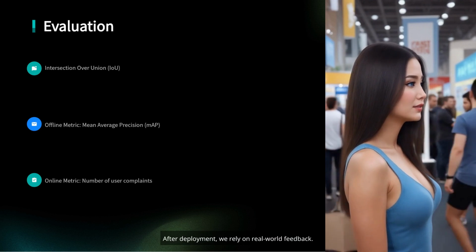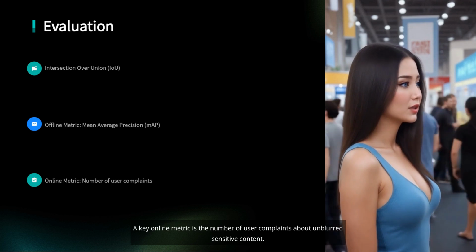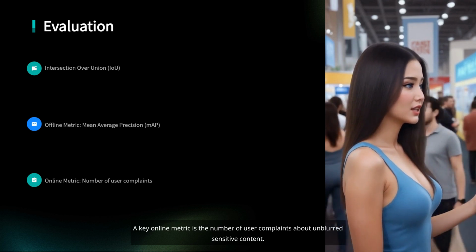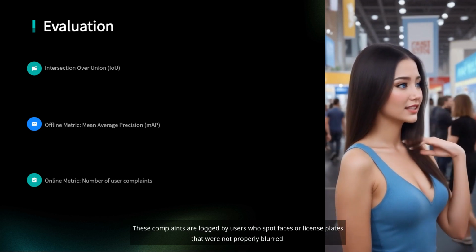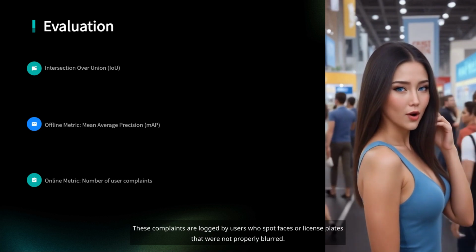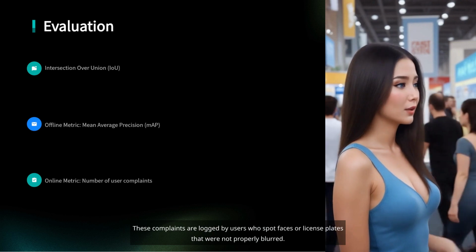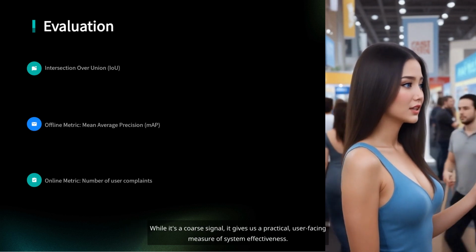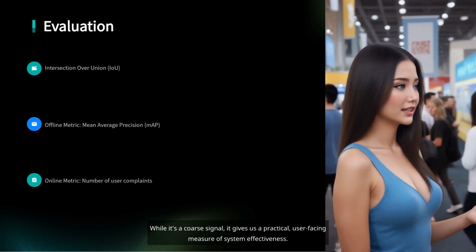Online metric: number of user complaints. After deployment, we rely on real-world feedback. A key online metric is the number of user complaints about unblurred sensitive content. These complaints are logged by users who spot faces or license plates that were not properly blurred. While it's a coarse signal, it gives us a practical, user-facing measure of system effectiveness.